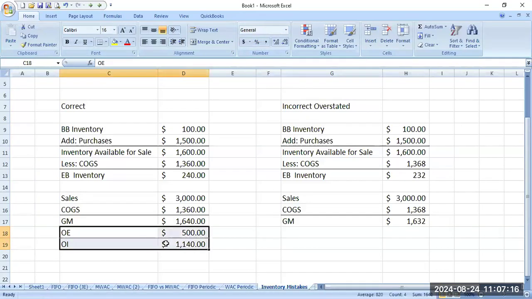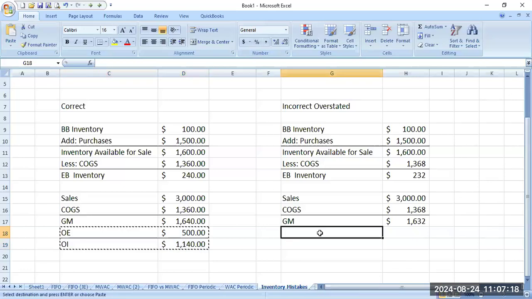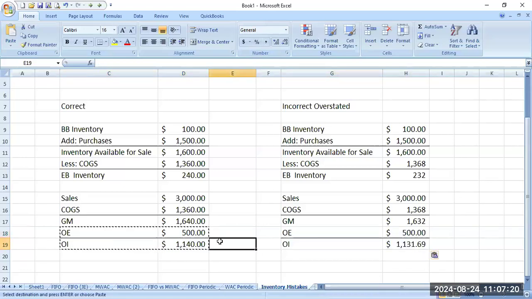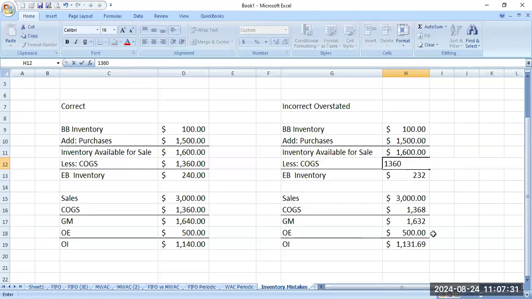That's operating expenses. I can easily copy and paste this one here. So now let's make a mistake. Let's first bring them all together. Cost of goods sold is $1,360, so ending inventory is $240. Actually, in this case, we can keep it this way. Now we make a mistake. This is the correct information. This is the incorrect information.